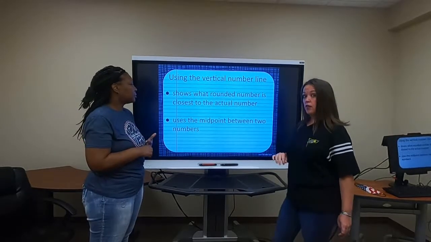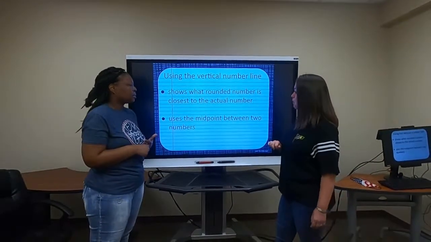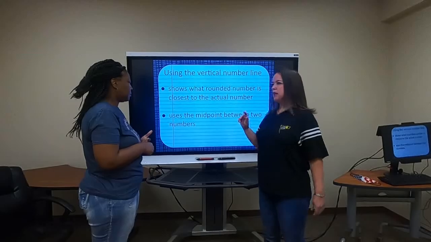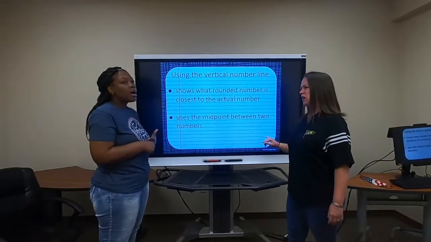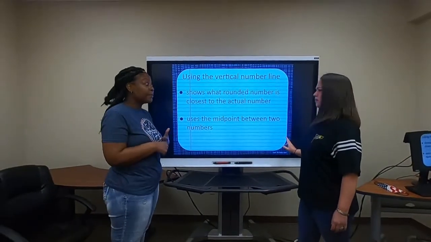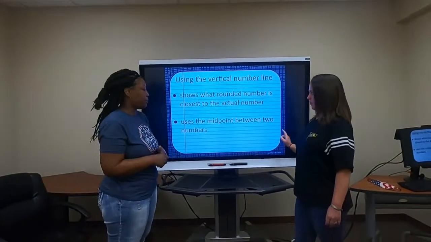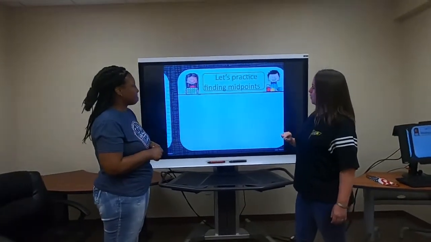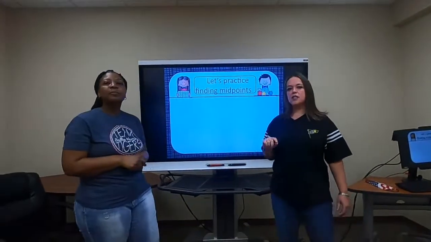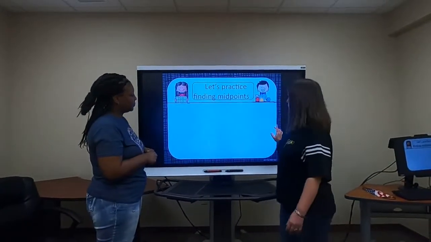And when you're rounding on the vertical number line, we use the midpoint between two numbers. Miss Bethea, what is a midpoint? A midpoint basically means the halfway point in between two numbers. Very good. I definitely agree. So let's practice finding some midpoints on a vertical number line.